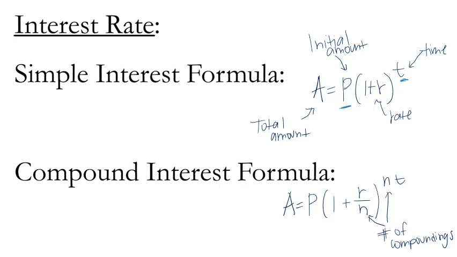But sometimes banks compound things monthly. So that means that you're basically paying interest every month on the value that you have, okay? Or maybe you have a bank that compounds daily.